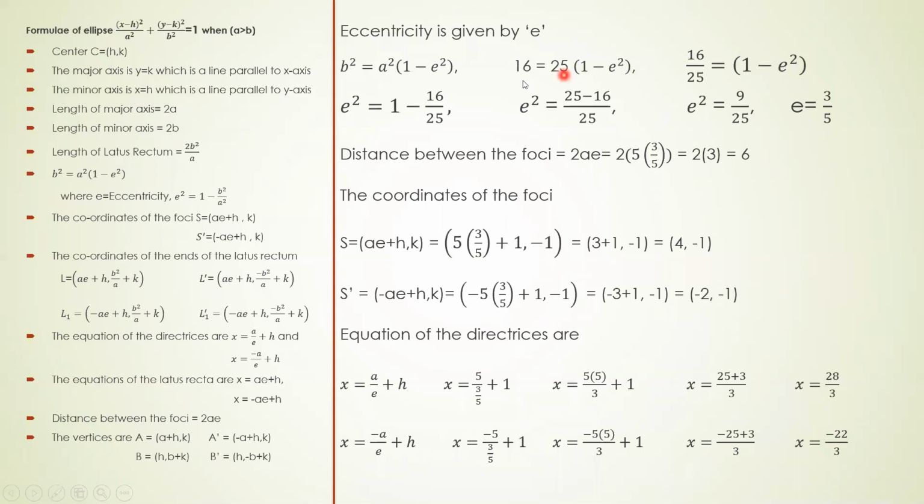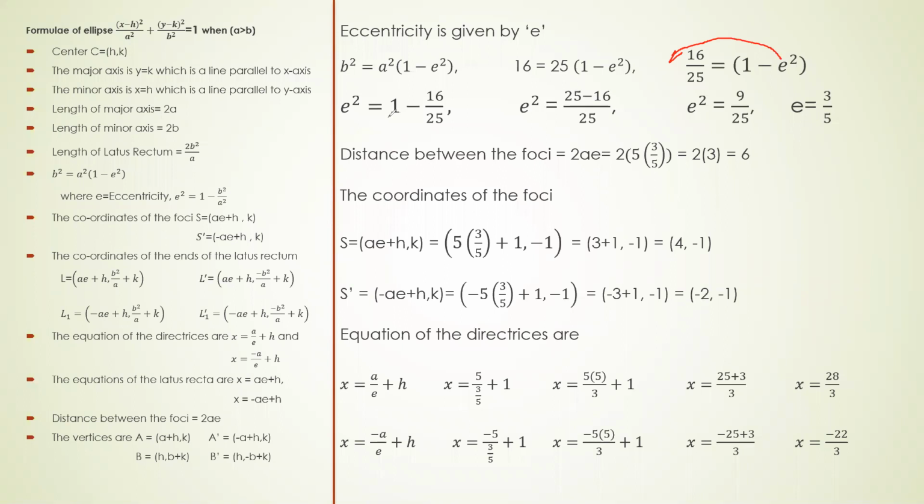Take 25 on the other side, so it will become divided by 25, equal to 1 minus e square. Now, if we take e square on the other side, here it is minus, so when we take it on the other side, it will become plus. So plus e square. And when we take 16 divided by 25 on the other side, it will become minus. So it is 1 minus 16 divided by 25. Now let us take the LCM. The LCM will be 25.